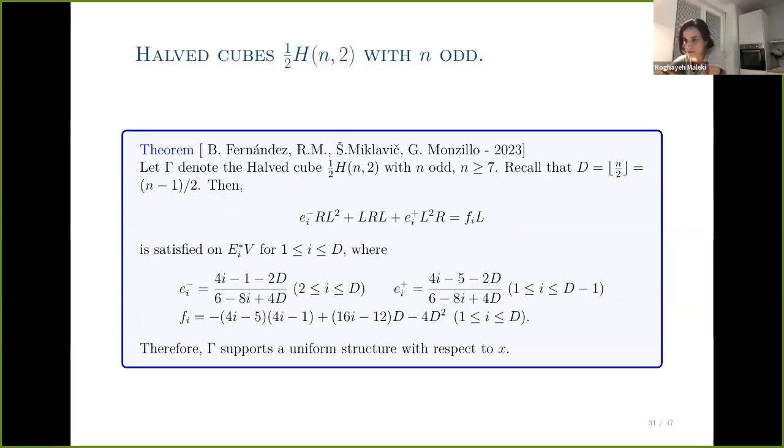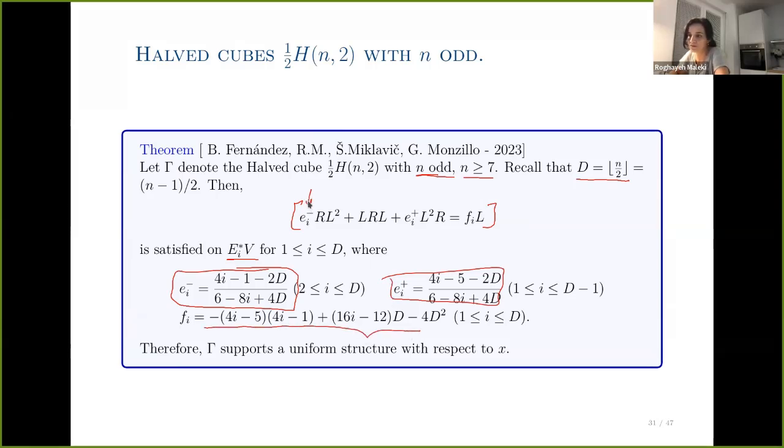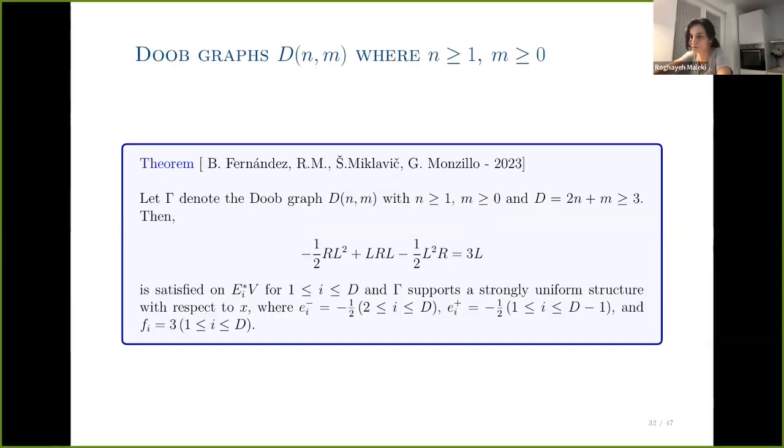And for the half cube, when n is odd, because for the even case the graph is tight, we already know what is going on. We assume that n is greater than or equal to 3, and this is the diameter of the graph. And again, the uniform equation is satisfied on E_i star of W. The coefficients E_i minus, E_i plus, and F_i are big, so I didn't put them in the equation here. So again, it does support the uniform structure with respect to X, just using the definition as before.